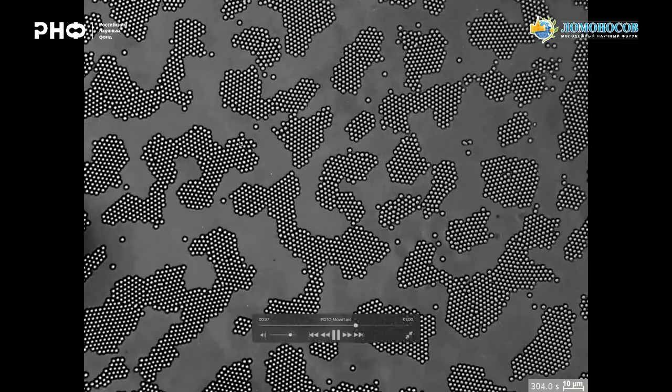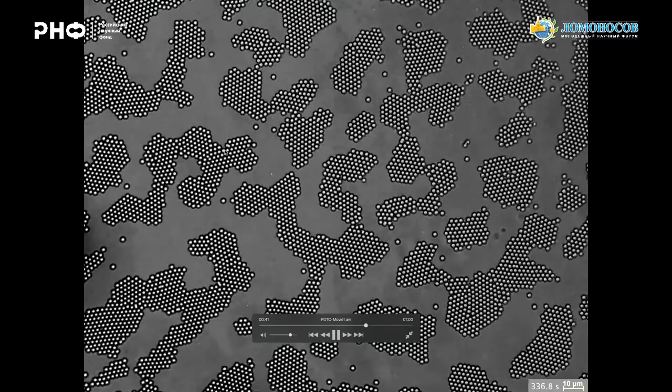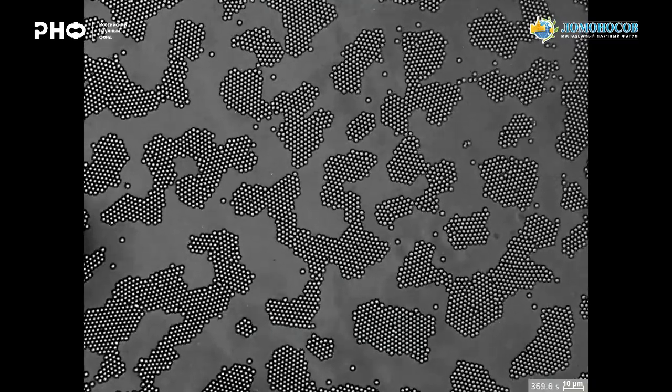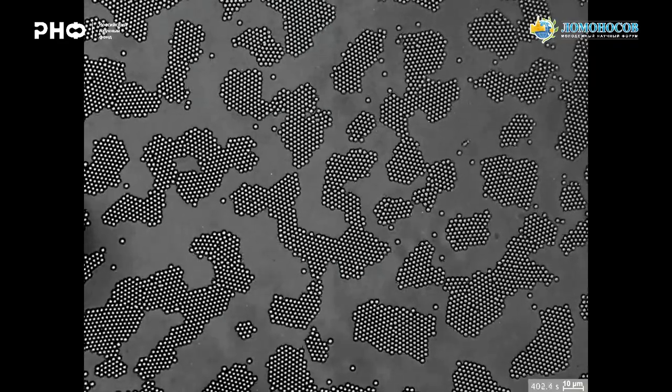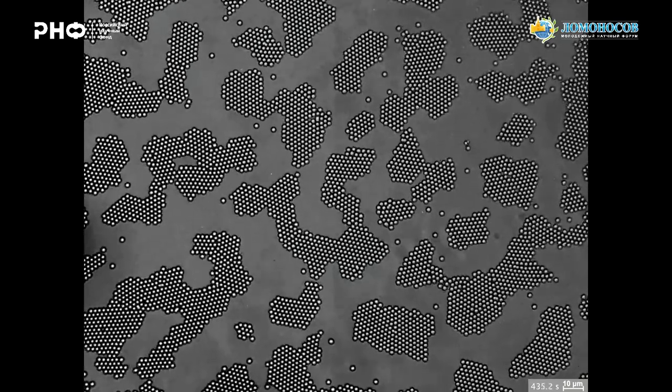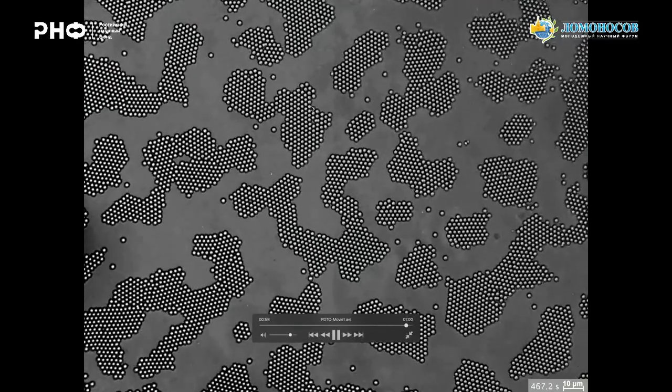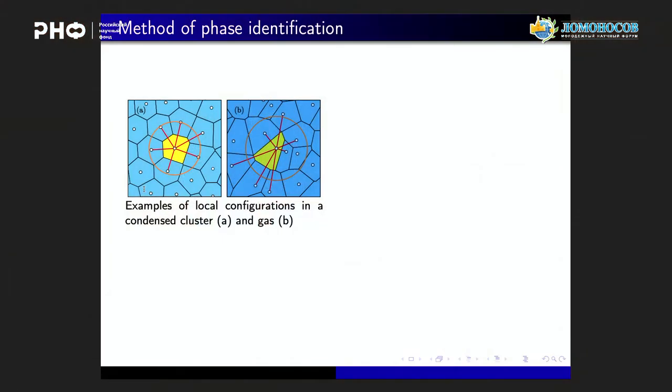So one can observe these structures for a long time to analyze the dislocation dynamics, for example, or the dynamics of coalescence of different crystallites. As you can see somewhere here. But if we have condensed clusters, we should have an instrument for analysis of them. And we developed a novel tool, a method of phase identification, because the typical problem is to separate the particles belonging to the condensed cluster, which you can simply identify with your eyes. But this is not so simple a problem for data analysis if you have terabytes of video.